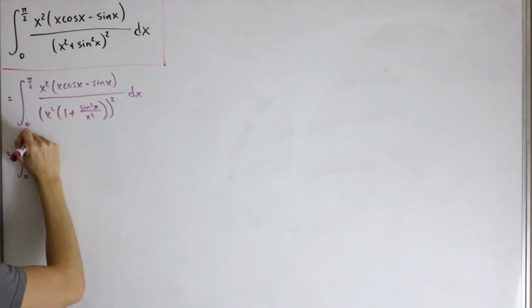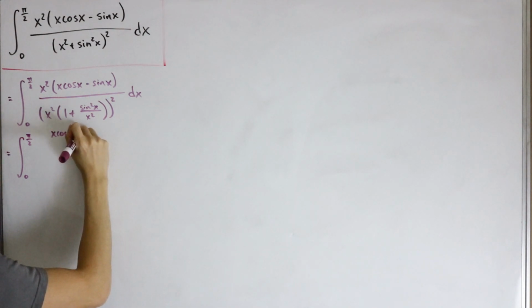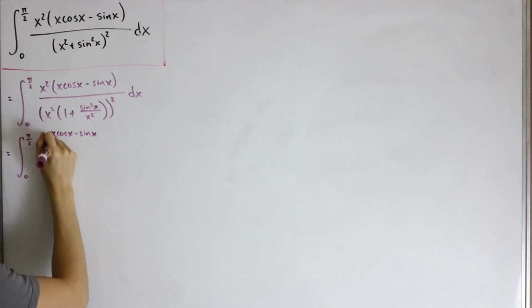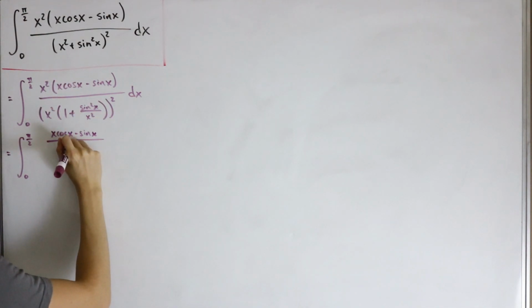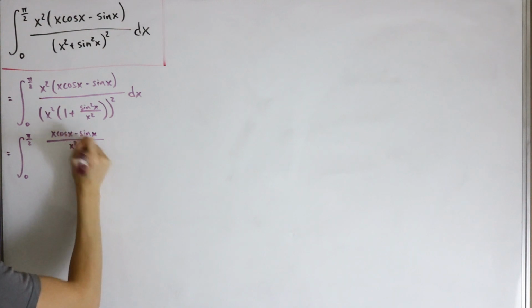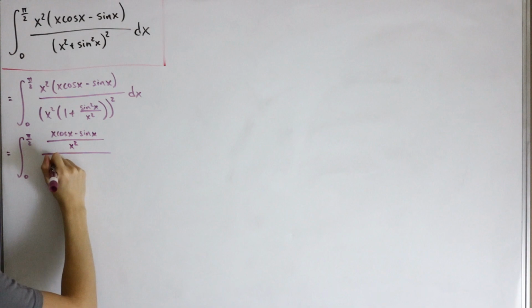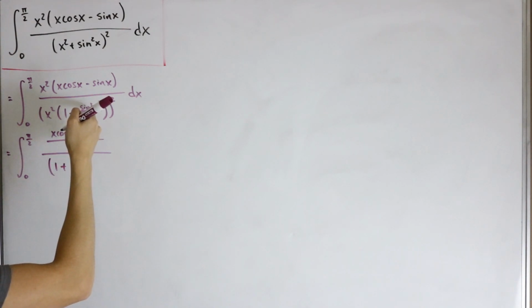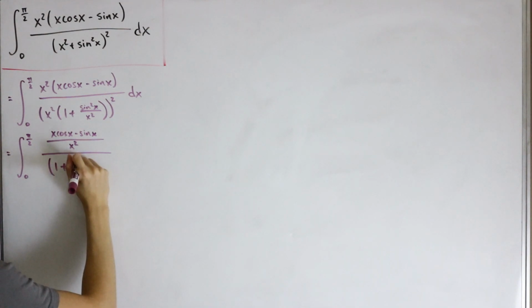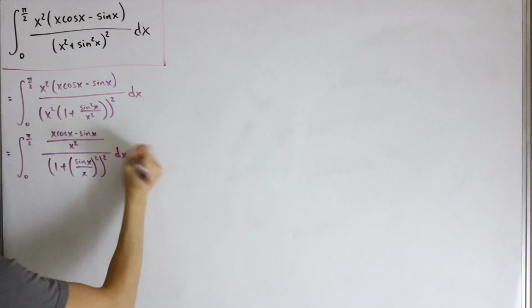So pi over 2 of our numerator, we'll have x cosine of x minus sine of x, divided by the x to the power 4 that we factored out. That will cancel, leaving us with x squared on the denominator for the numerator. Under here, it's going to be just 1 plus, and I can unfactor the square, so that's sine of x divided by x, quantity squared. And we still have a quantity squared over here, and then dx.